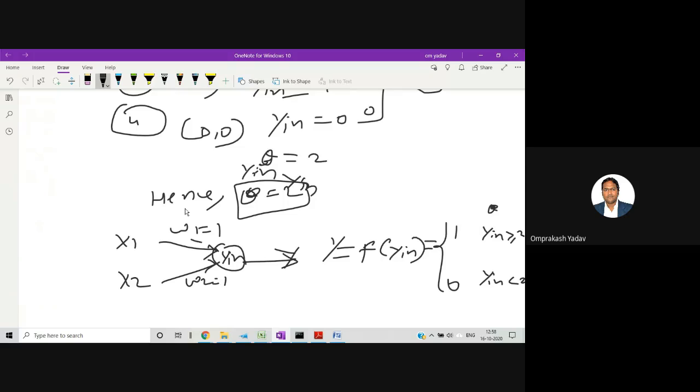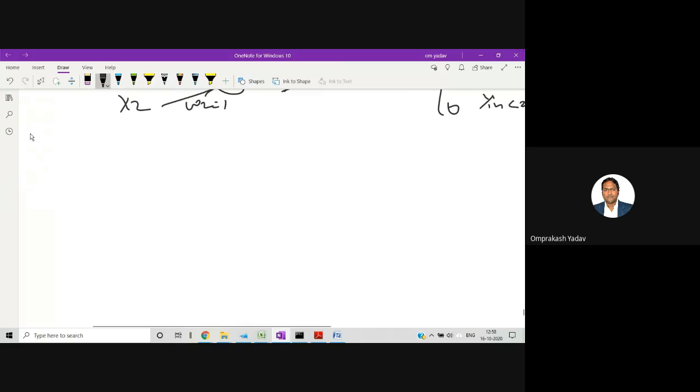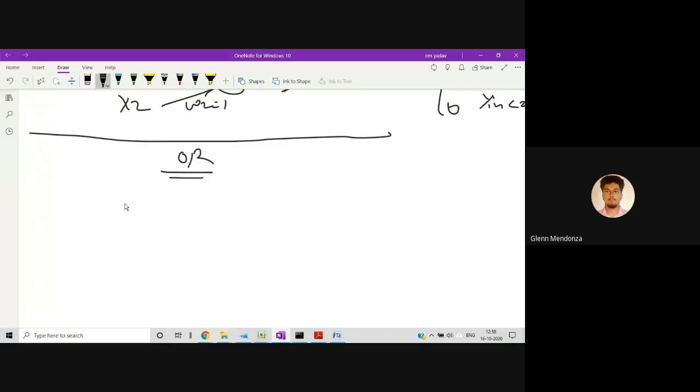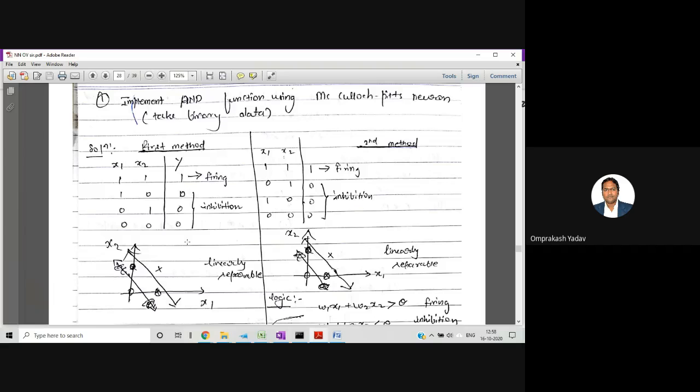Any doubt in this till here, all of you? No. Now what I want, in a similar fashion, you just try to solve the second problem also. That is, here I am giving the OR problem. Sir, can you just show your notes before doing this? We could just write that. Okay.